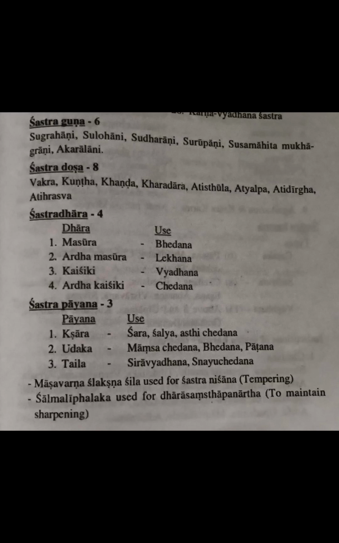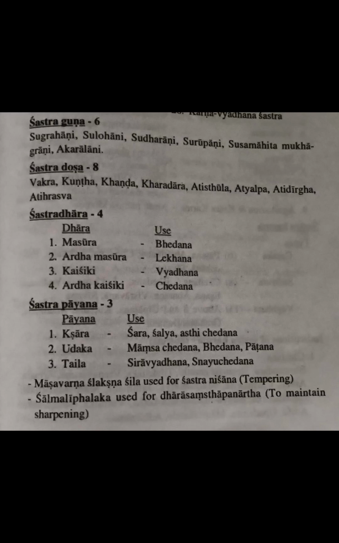Except in the 20 Shastras, these are all Shastra doshas. You should not use an instrument with these doshas. These doshas are harmful. Vakra, Kunda, Khanda, Karadara, Adistula, Adiyalpa, Adidirgha, Adihrasva. These are the 8 Shastra doshas. If these types of doshas are present in an instrument, you should not use it.